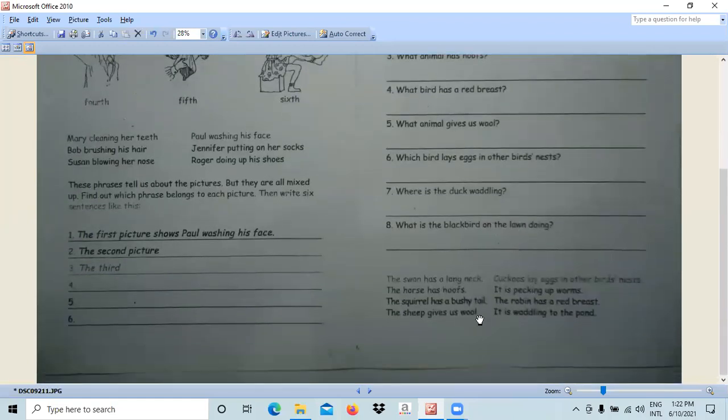The swan has a long neck. The horse has hooves. The squirrel has a bushy tail. The sheep gives us wool. Cuckoos lay eggs in other birds' nests. It is pecking. Pecking up worms. The robin has a red breast. It is waddling to the pond.